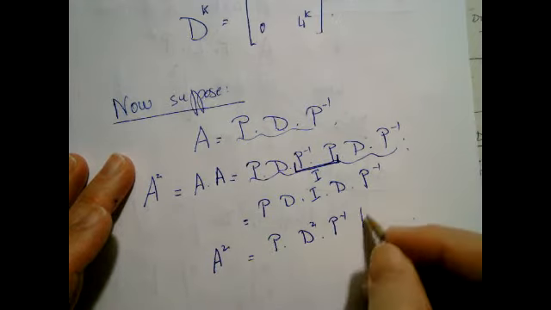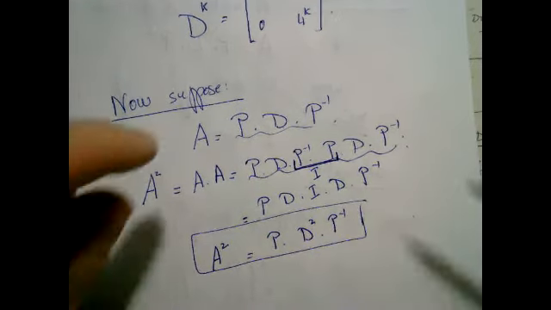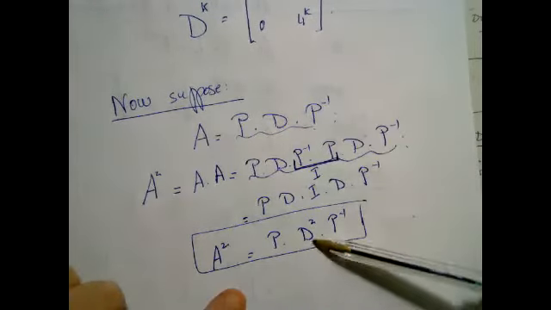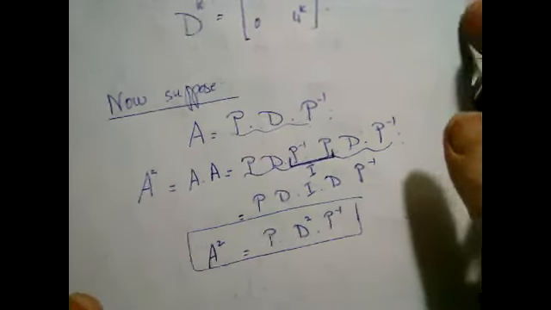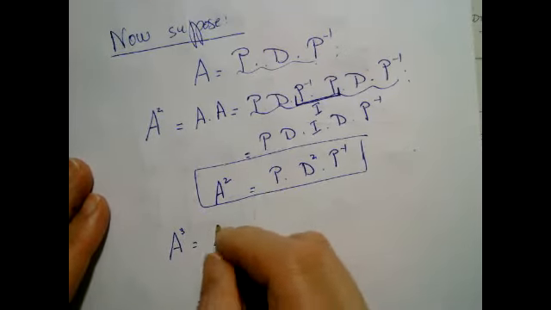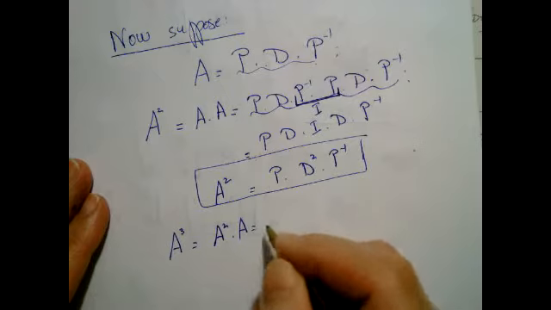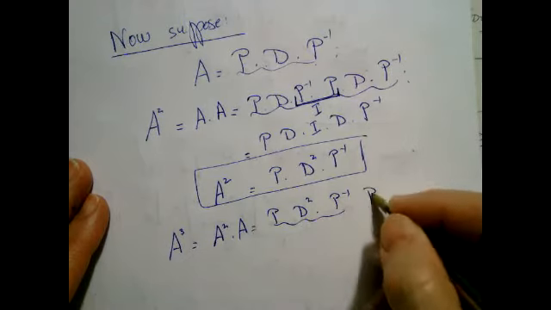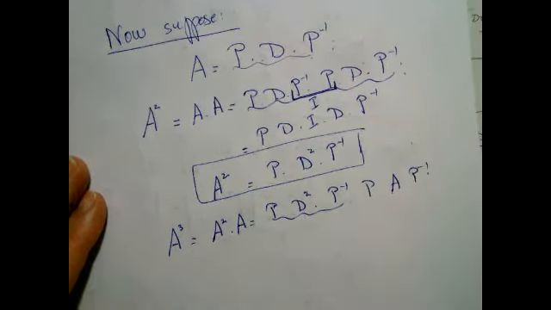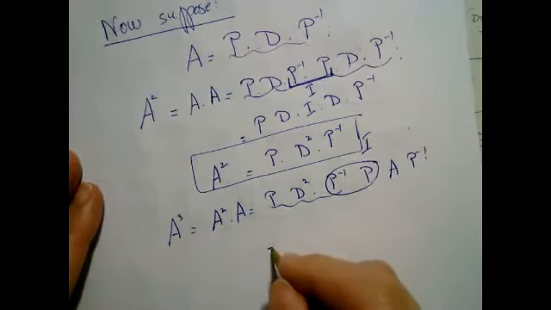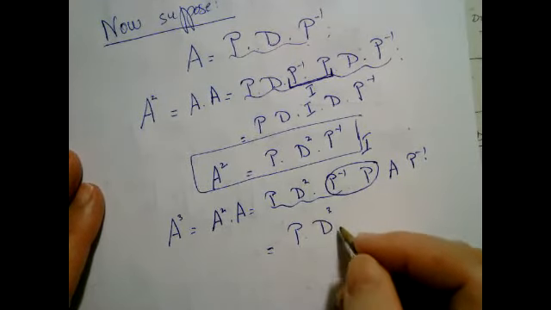So A squared is equal to that. If I multiply A by itself, and I can factor A like that, it is P times D squared times P inverse. Now, if I compute A to the power 3, which is A squared times A, we have the same idea. Again, I can combine those two, which gives me the identity. So this will become P times D to the power 3 times P inverse.